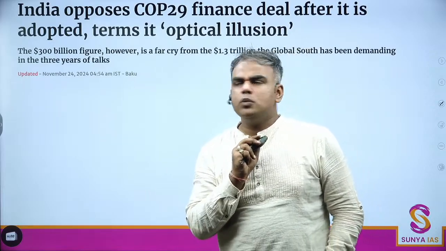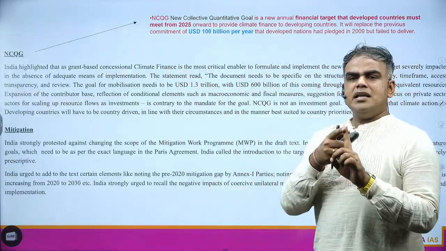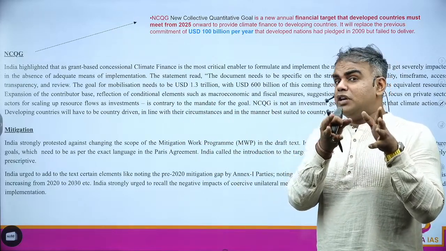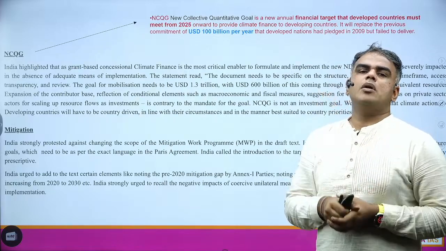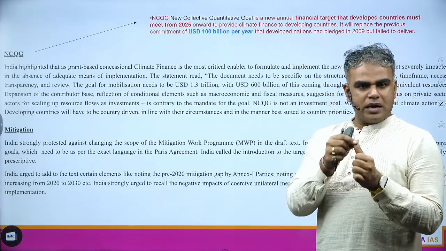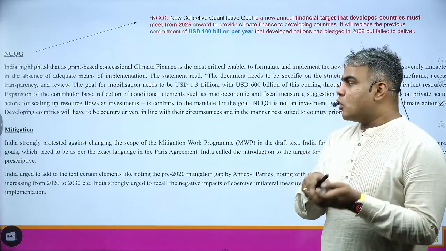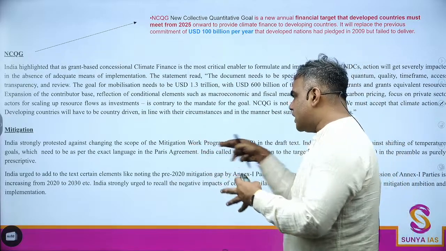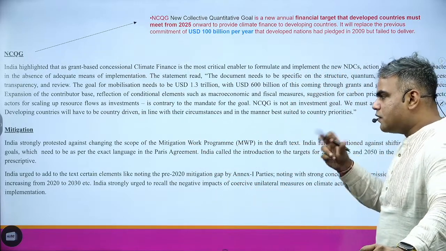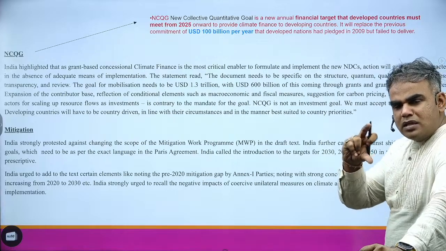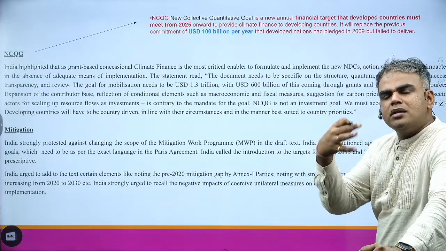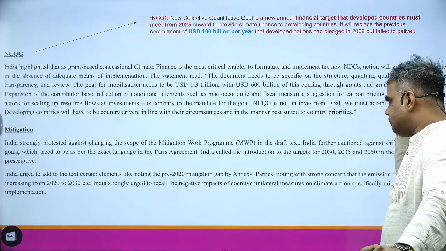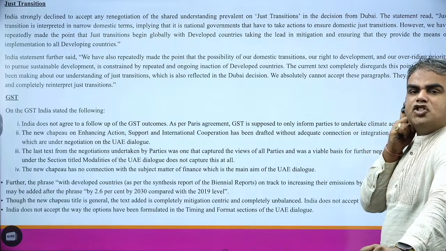Very briefly, I'll tell you one by one. Let's say you have the NCQG, which we just saw. India is saying, first of all, you have a 1.3 trillion goal and you're giving only $300 billion, and that as a grant. So that is one point of contention. Similarly, on all fronts, be it mitigation, India has protested that the scope of the mitigation work program has been changing. It is not very clear. Many times when the text is ambiguous and vague, there is a huge space for ambiguity. So that also is an issue. Same with just transition.